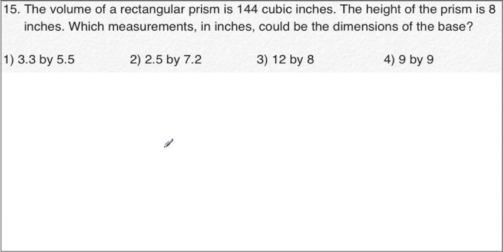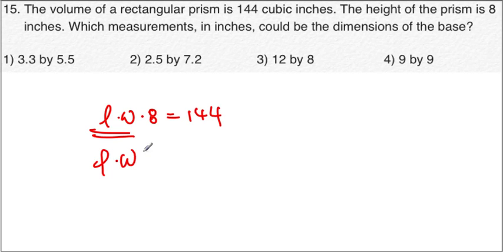Next question, number 15. The volume of a rectangular prism is 144 cubic inches. The height is 8. What measures? Now you see, if I were to rewrite it, then length times width times 8 has to be equal to 144. Simply then, length times width, when you divide by 8, you get to realize that that's equal to 18. That means all you have to do is simply find a combination that multiplies to 18.